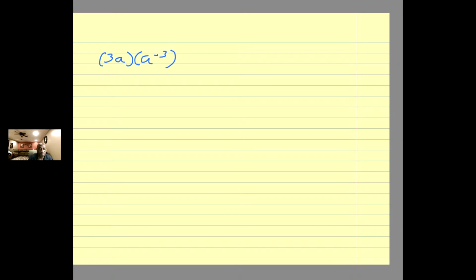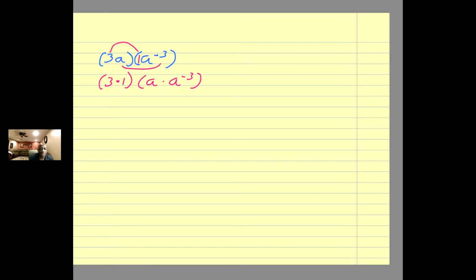So this is what I need you to see what's happening. First of all, I need to separate my letters from my numbers. What you've got to remember is that in front of this a, there is a 1. Because when I work this out, I'm going to put my numbers together, 3 times 1, in one parentheses. And I'm going to put my letters together, a times a to the negative third, in another parentheses.